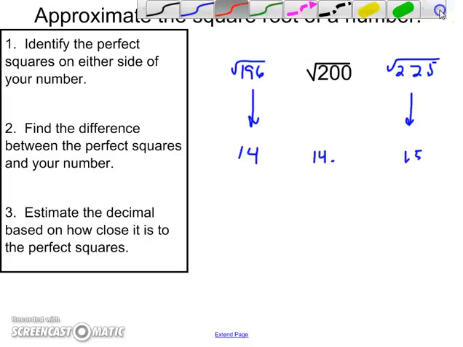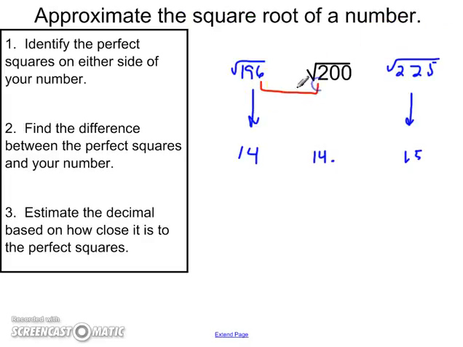So, change some colors here. How far apart are 196 and 200? Well, that's just 4 units. 200 to 225 is 25 units. So we definitely know now that my value here has got to be much closer to 14 than it is to 15, because these two values are not even close to being the same. Again, if these were close to one another, then we would know that we're somewhere close to the middle. But in this particular case, we're not.